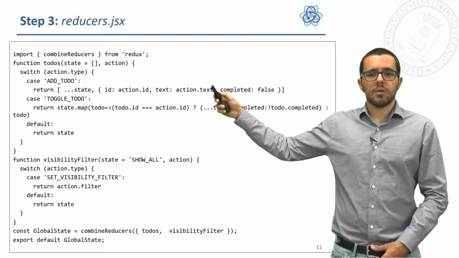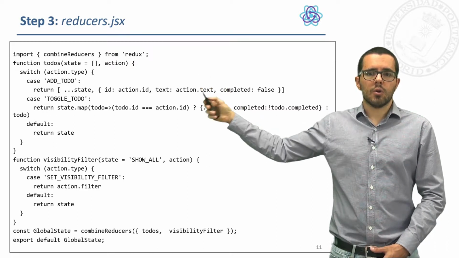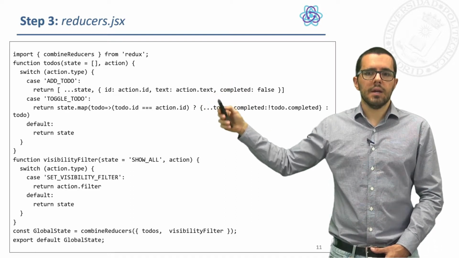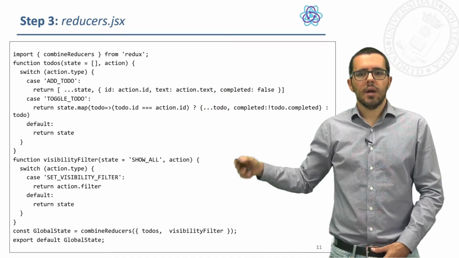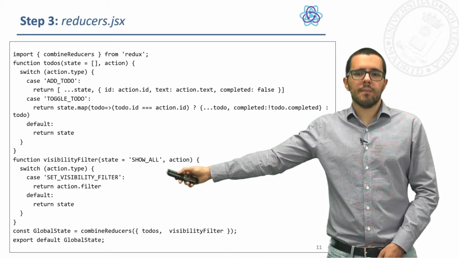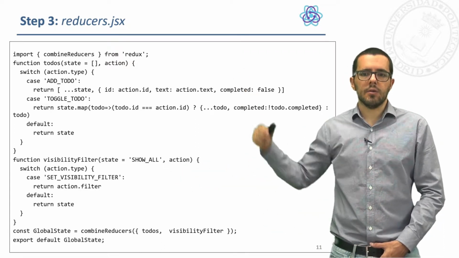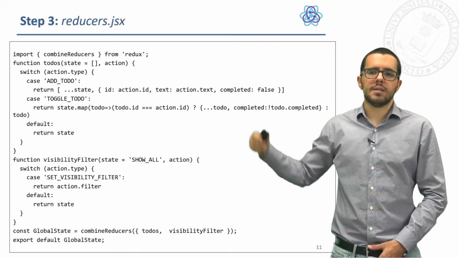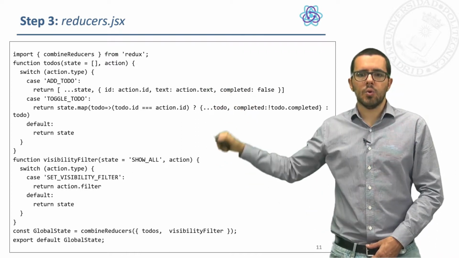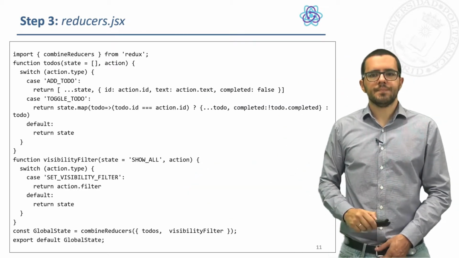Okay, the to-do reducer: the add to-do and toggle to-do type of actions will be attended by the to-do reducer, and the visibility filter reducer will attend the action set visibility filter. Some actions can be attended by several reducers, but in this case it is very simple and they are split like this, but you can add an add to-do possibility here or other combinations.